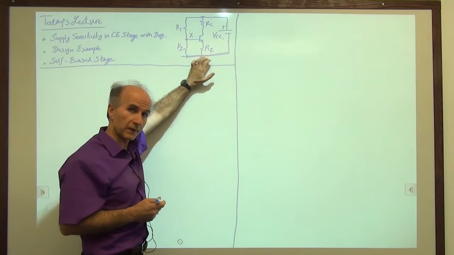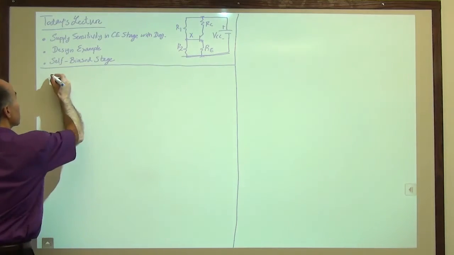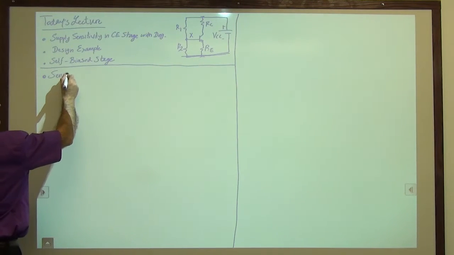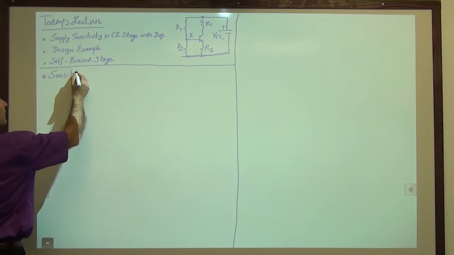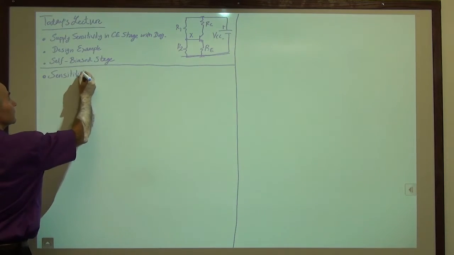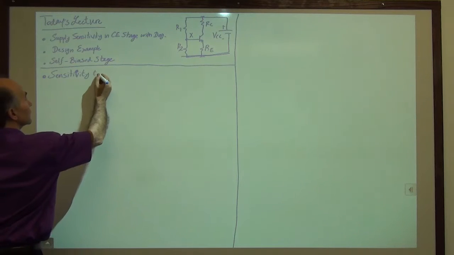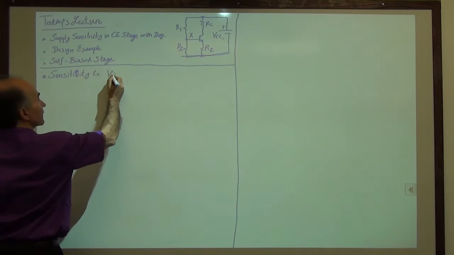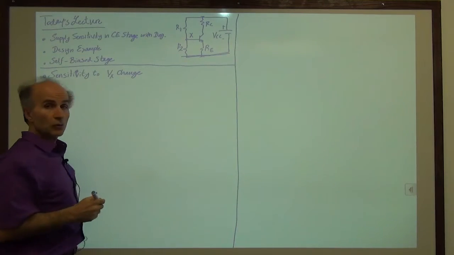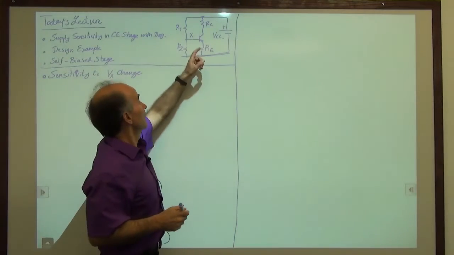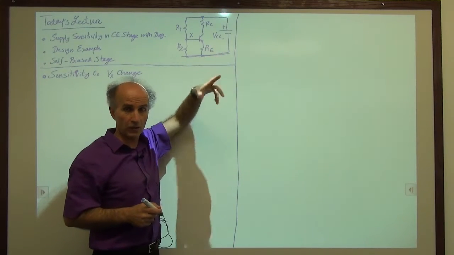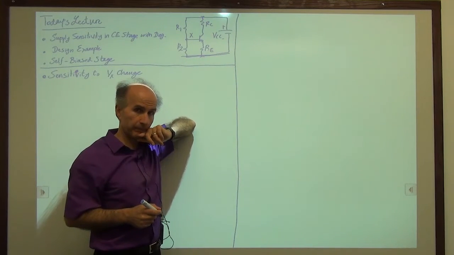Okay, so how do we analyze this? Here's the circuit in its simplest form. So let's write this as sensitivity to Vx change. So we want to see if the supply changes, and therefore Vx changes, how much the collector current changes by.